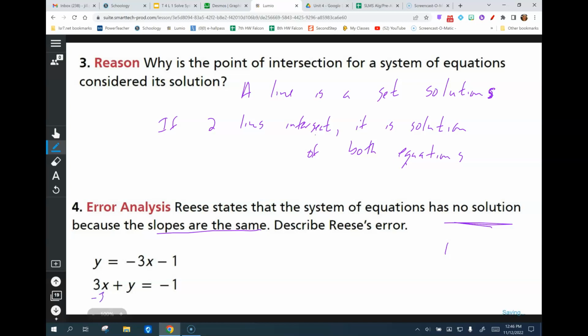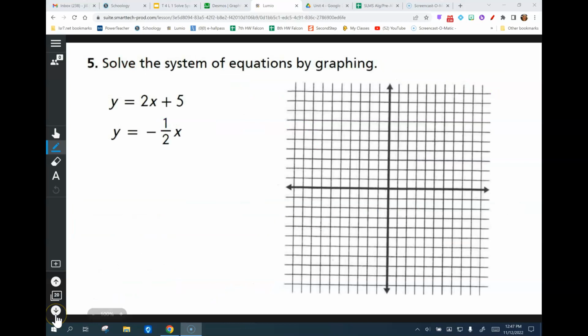If I rewrite this equation, I have to have them in the same format. So both in slope-intercept, both in standard form, both in whatever form. Because this equation is y equals negative 3x minus 1. So the mistake is that she didn't take into account that the y-intercept was also the same. If the y-intercept is the same, they have the exact same line. So it's many solutions.